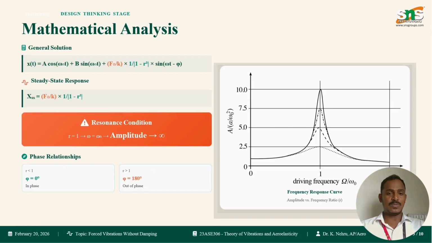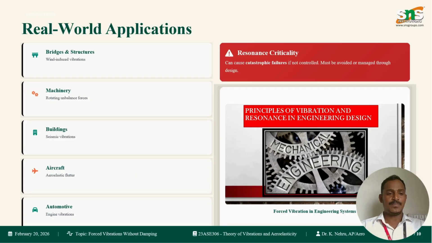Based on the frequency ratio, we identify three zones. The amplification zone, where amplitude increases, and resonance at r equal to 1, where the amplitude becomes extremely high. Then the attenuation zone, where amplitude decreases. Understanding these zones helps us in engineering design in a safe manner.